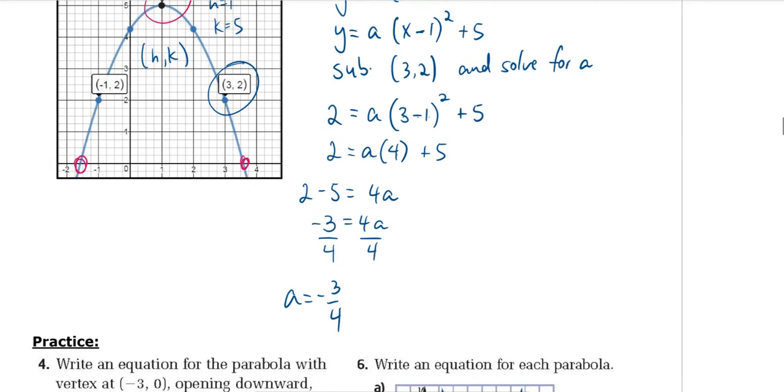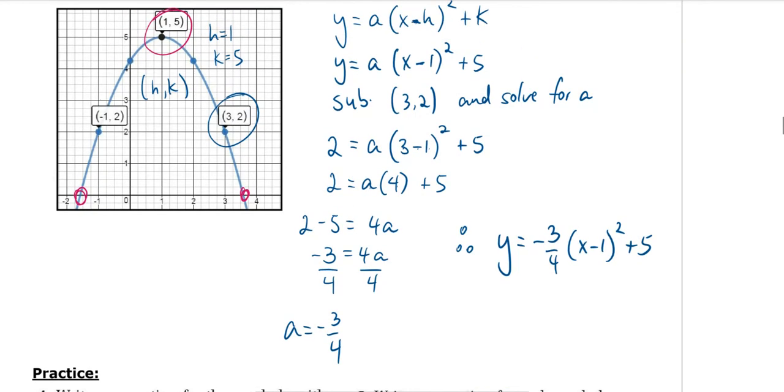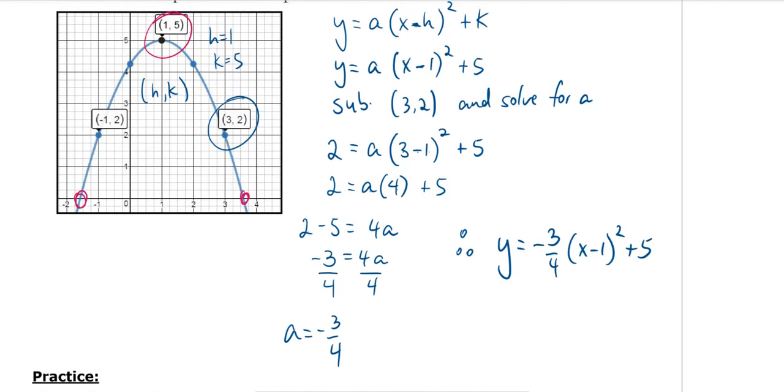And so the equation, therefore, is y equals negative 3 over 4 times x minus 1 squared plus 5. And that's your equation of this parabola. And that's how you do it if you're looking for an equation of a parabola in vertex form.